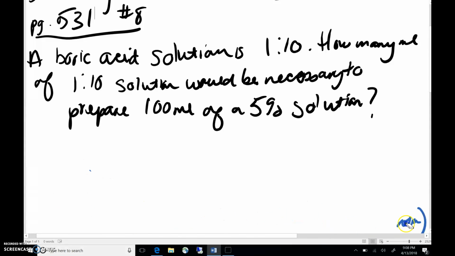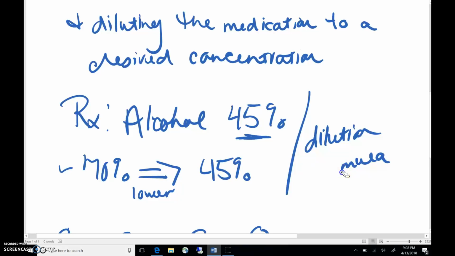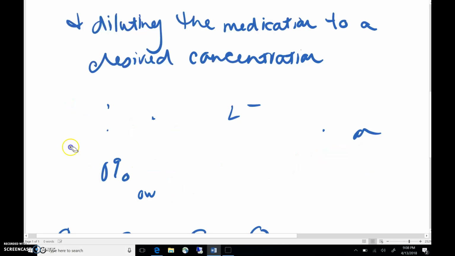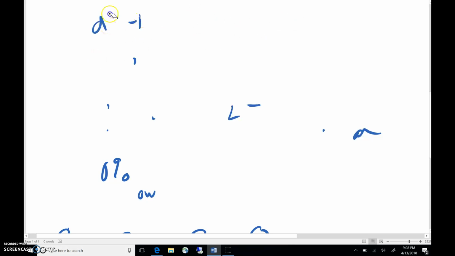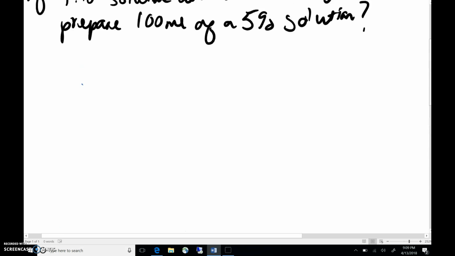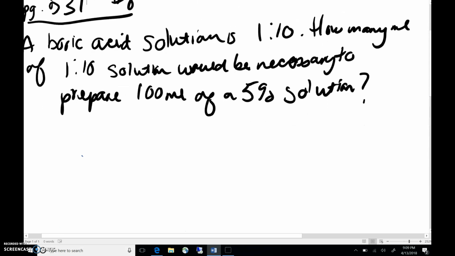So, we can solve this without a problem. I'm going to erase the bottom of the sheet here so we can have enough room to solve. So let's go ahead and identify some components.